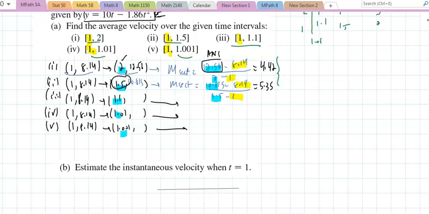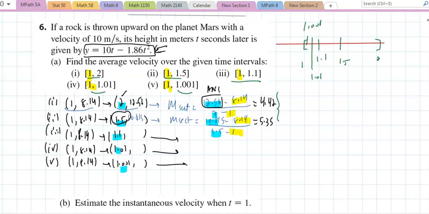If I was to look at this and say, you know what, that's a lot of work, you guys. Why don't I go ahead and say the fixed value is 1. And I'm going to add an h to it. This is 1 plus h. If I do that, what is the slope of the secant? Well, if I take 1, that is 8.14.